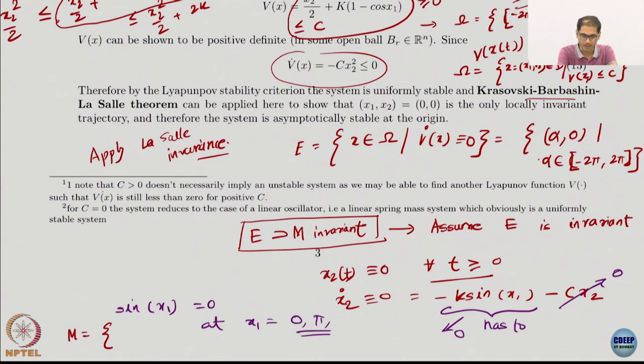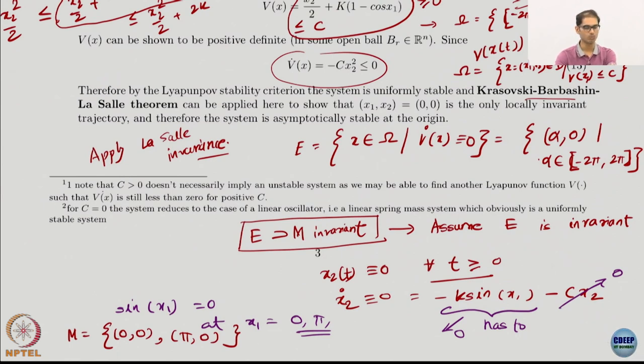What is the set M now? (0, 0) and (pi, 0). Okay? Just by starting with E being invariant, I have concluded that only these two points constitute the invariant set. So, M is the invariant set, the largest invariant set.